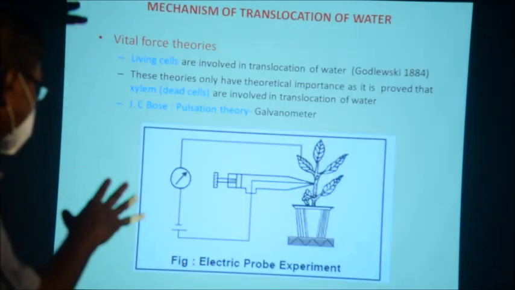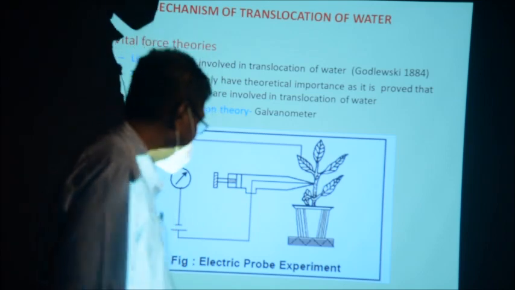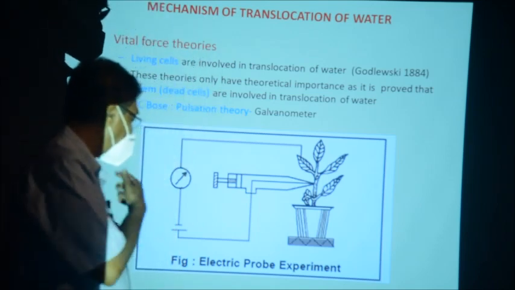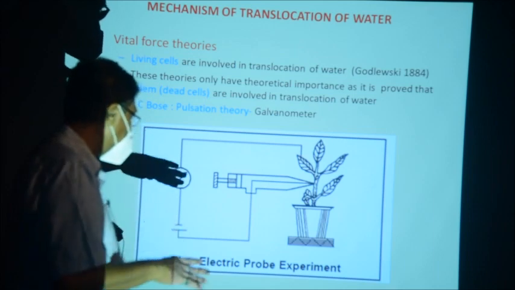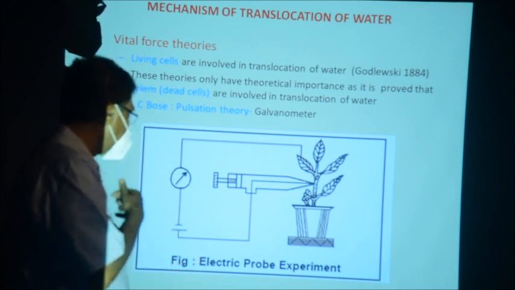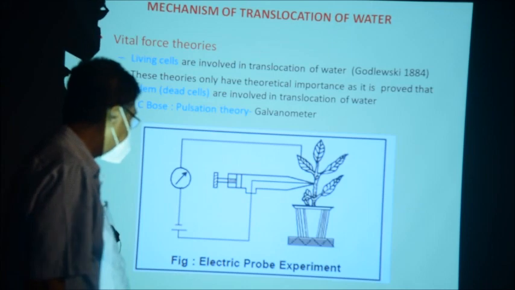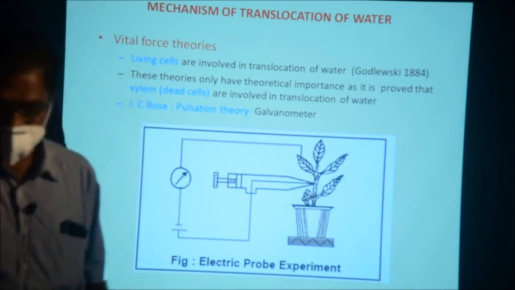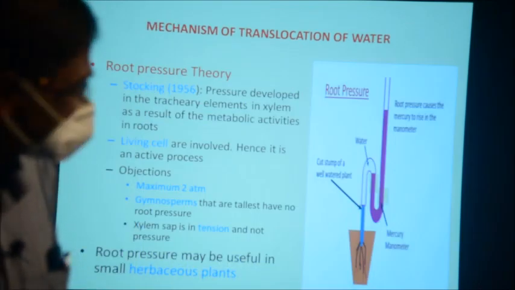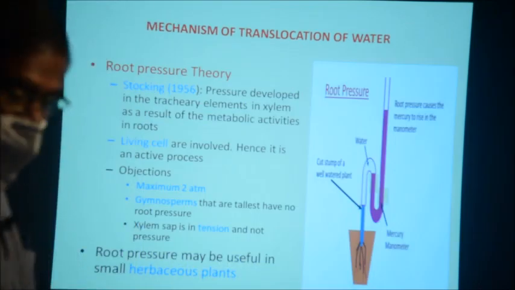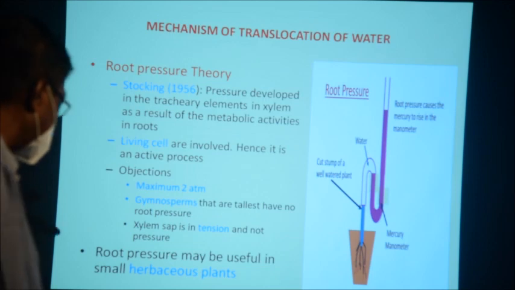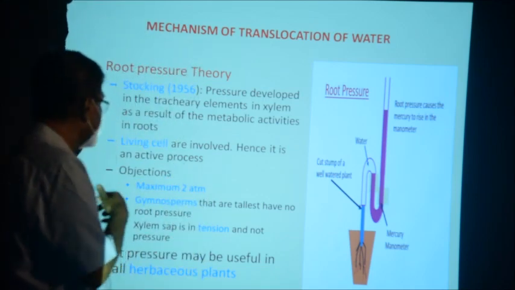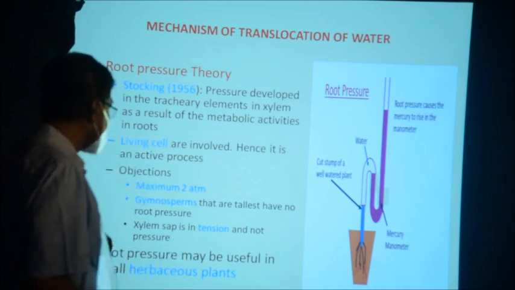Now, though there are vital theories which say that water is moved through living cells, it is totally rejected, though one of the great Indian scientists, J.C. Bose, explained this with the pulsatory theory. This is not accepted. The theory which is accepted is the transpiration pull theory. Before that, the root pressure theory was given, and it is accepted to some extent.